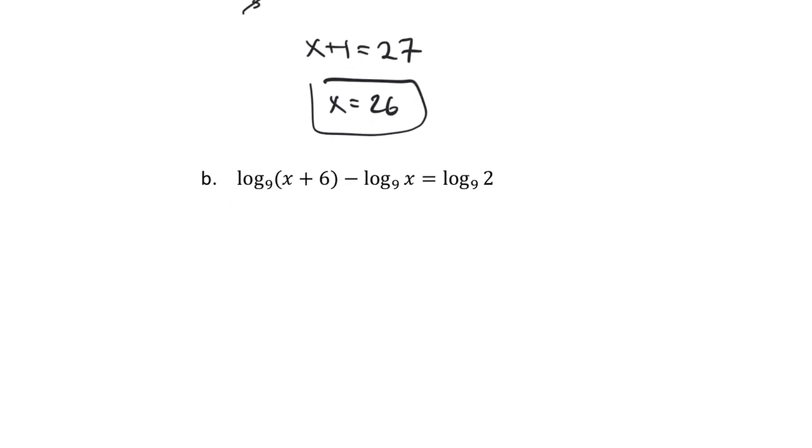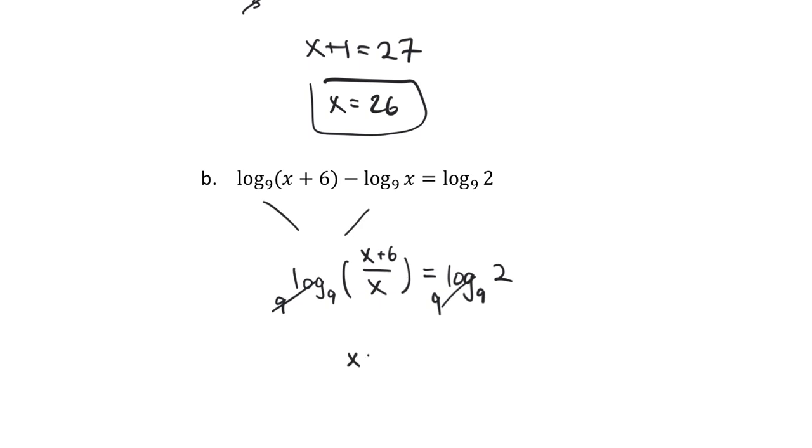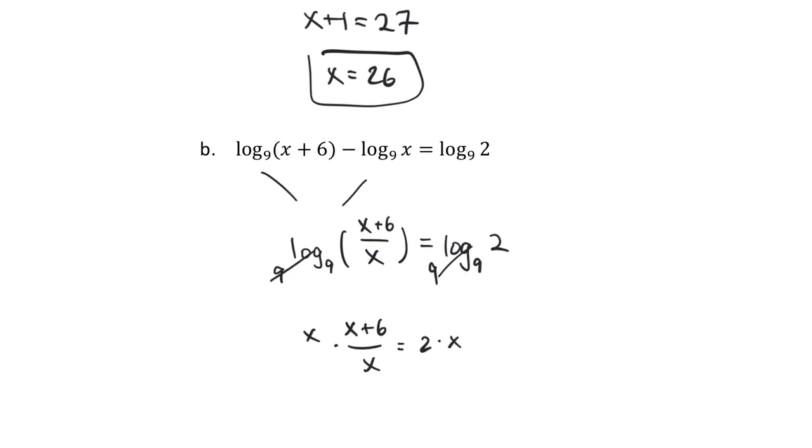For part B, we need to condense these two logarithms into one logarithm. So we condense these into a log base 9, and because there is a minus sign between the two logarithms, we're going to use the quotient rule. So x plus 6 is in the numerator and x is in the denominator. Now we can use a base 9 on both sides to cancel each logarithm. So we have x plus 6 divided by x is equal to 2. Now we don't want to solve an equation with a fraction, so let's multiply by x on both sides.